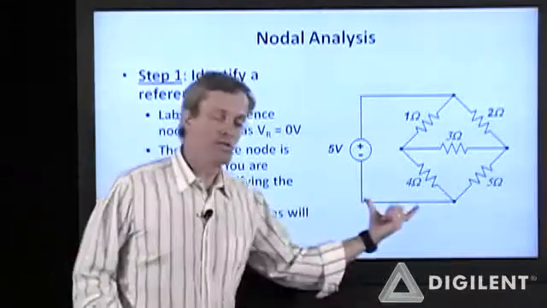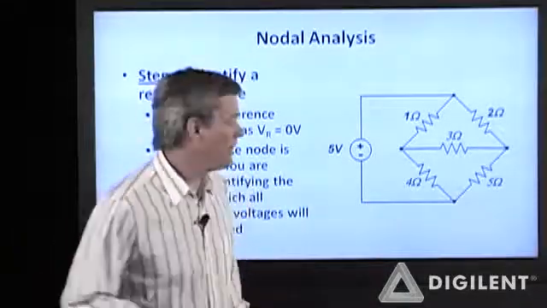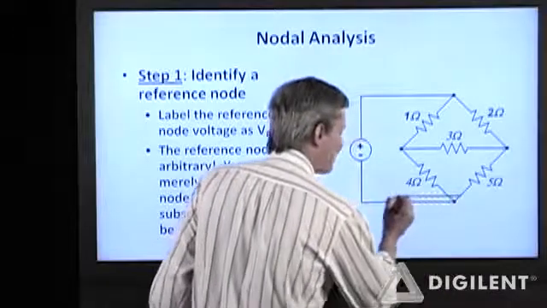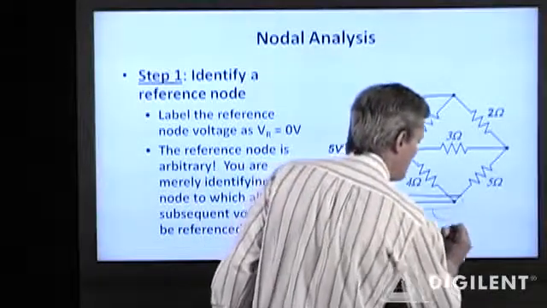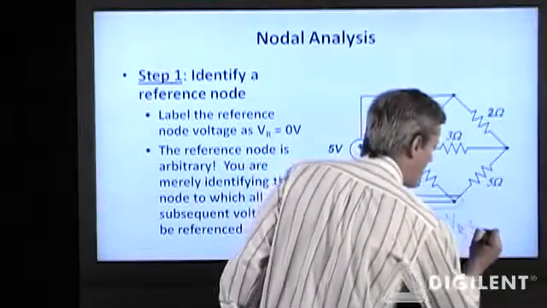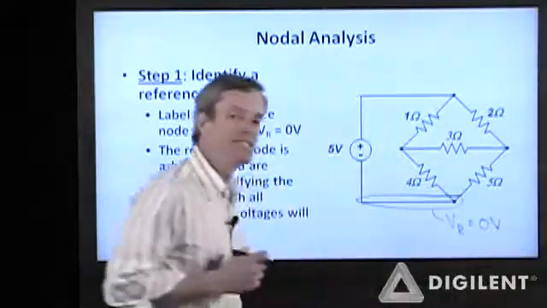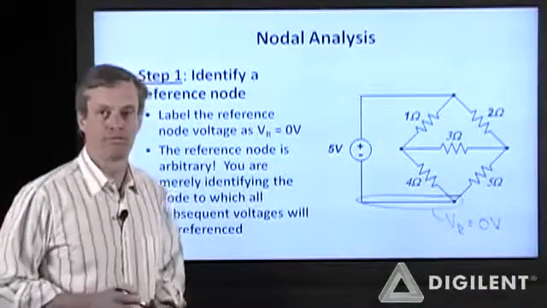So for this particular circuit, you can identify anything you want as the reference node. I'm going to rather arbitrarily say that this is V sub R, and that's what I am going to consider to be 0 volts.